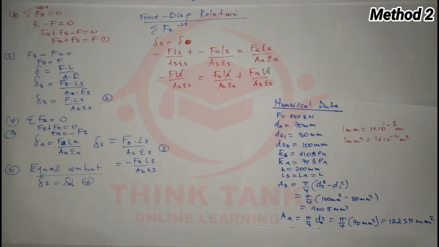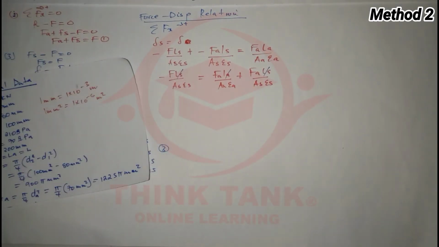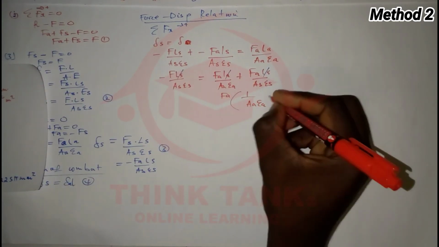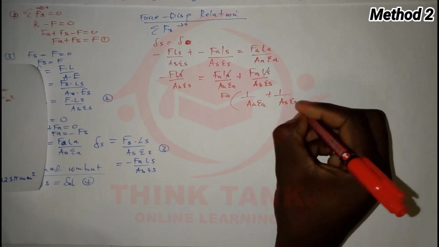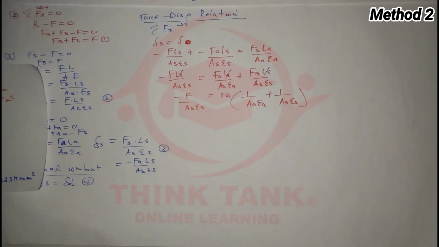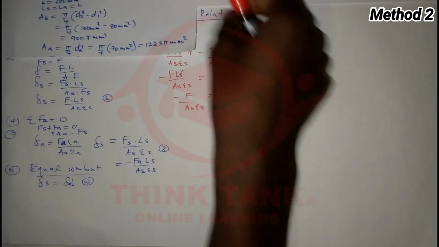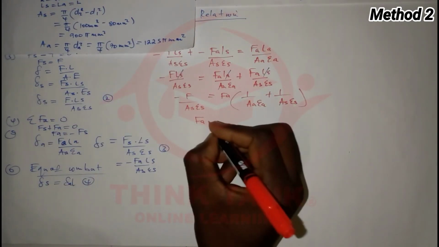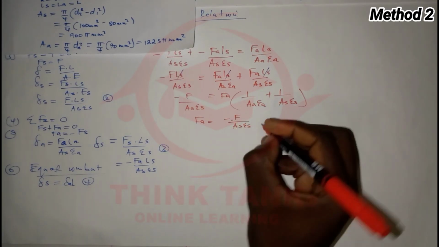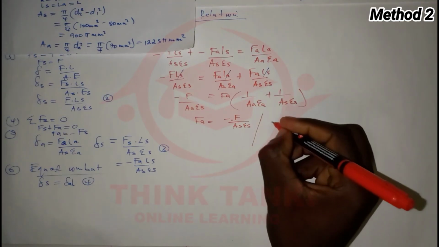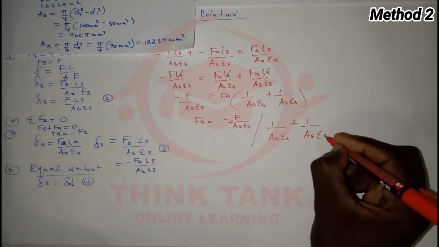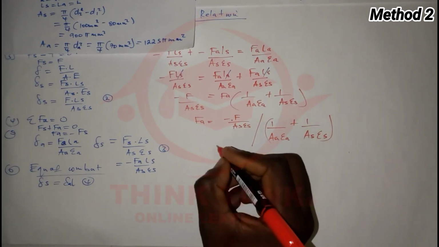After doing that, we're going to factor out FA. So we're going to have FA times 1 over AA EA plus 1 over AS ES, and this should give us negative F over AS ES. We have our values right here. So if we make FA the subject, it's going to be negative F over AS ES, divided by 1 over AA EA plus 1 over AS ES, like this. And let's plug in our values.